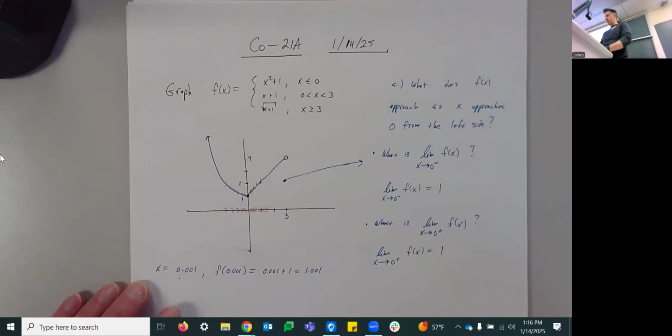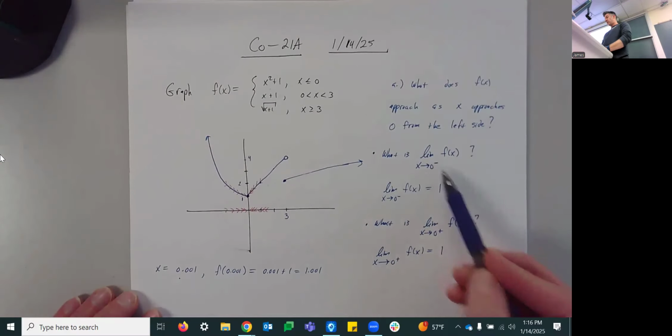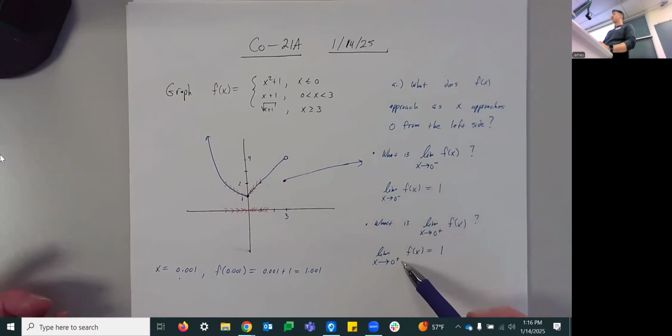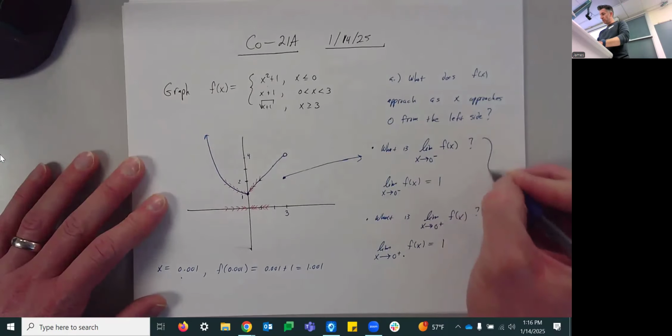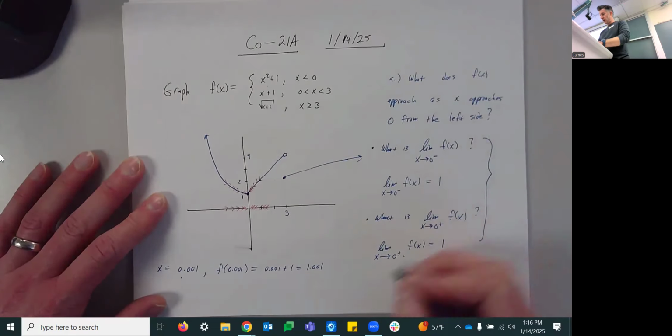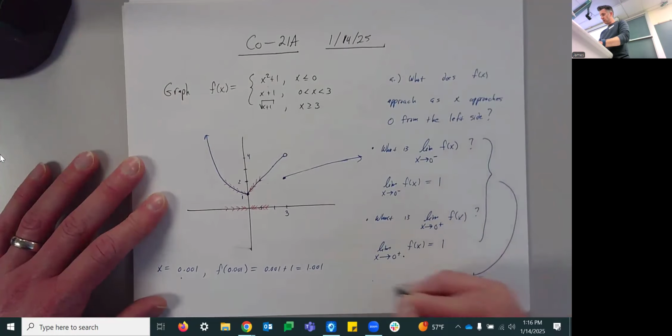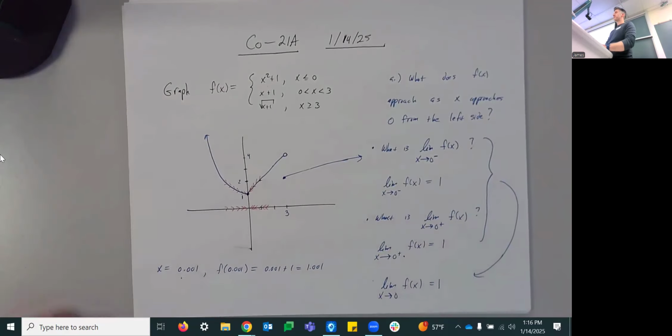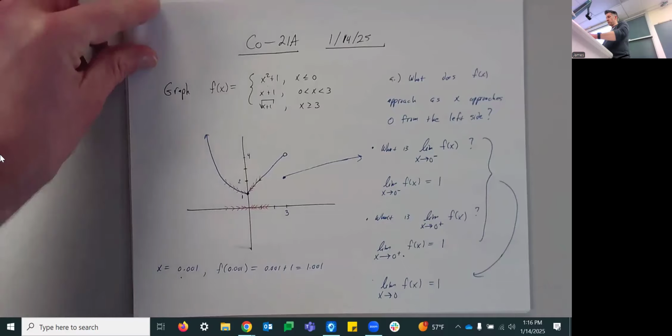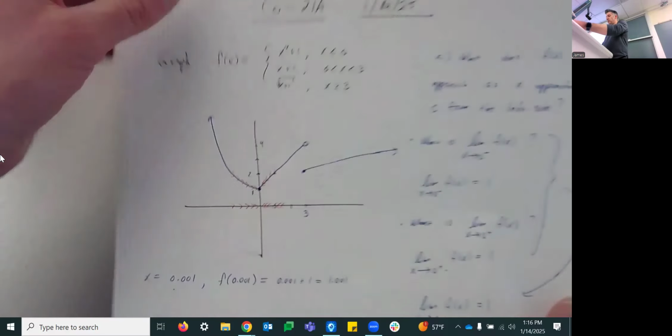I would also mention here that since the left-hand limit and the right-hand limit have the same value, we would say that the overall double-sided limit exists and is equal to that value. So notably, these two things together mean that the limit as x approaches 0 of f of x is 1. I'm going to say that more generally here. We're still going to continue with this example, but I'm going to point that out.